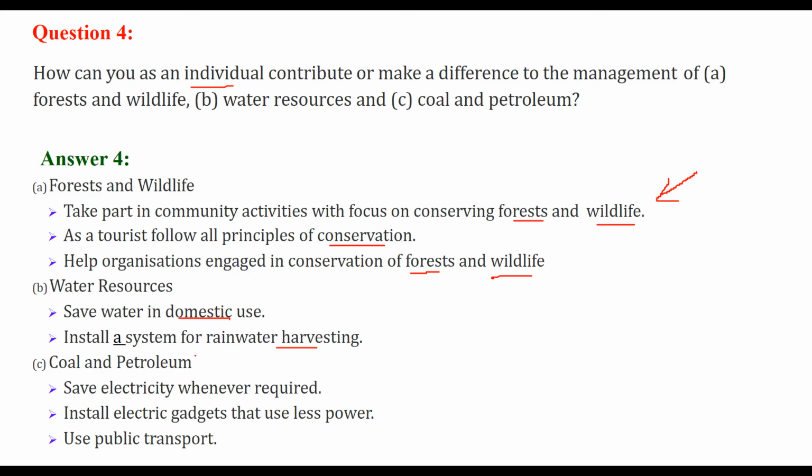Then coal and petroleum. Whenever required, wherever required, save electricity. Always install electric gadgets with 5 or 6-star power rating, that is, they use less power, and try to use public transport, because this usage will decrease the use of the coal and petroleum products.